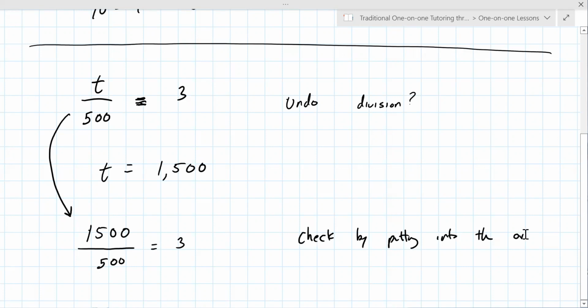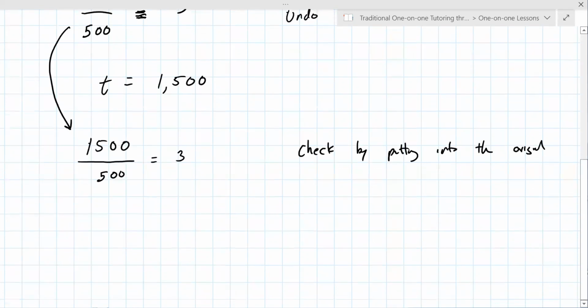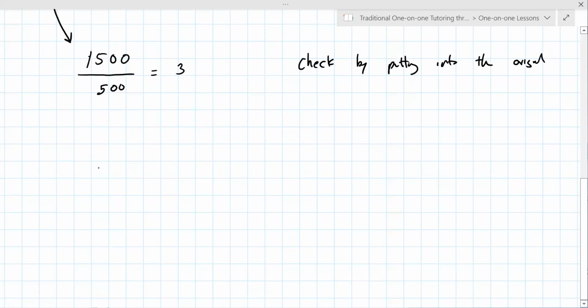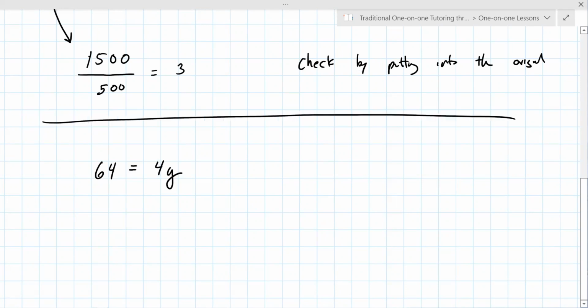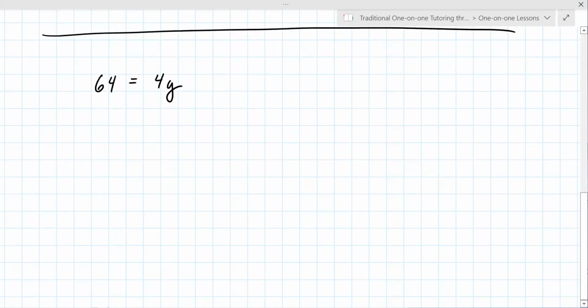All right, let me give you one more and then we'll move to some story problems here. Let's say it's 64 equals 4y. How would you solve for y in this problem? You do the inverse with addition or division. Yes, that's correct.